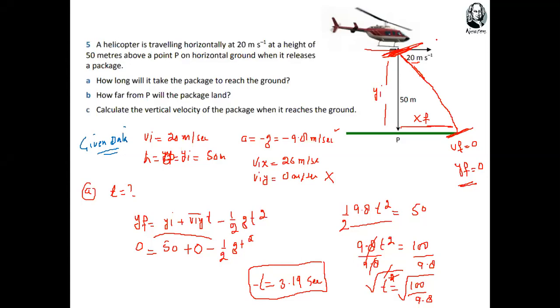Now in the second part, part B: how far from P will the package land? We don't know this horizontal distance, the distance between P and this point. So we use the second equation.